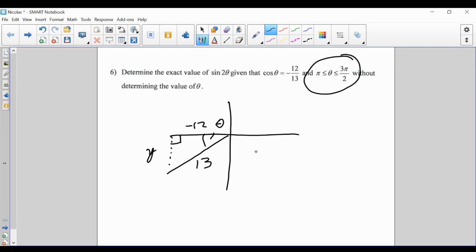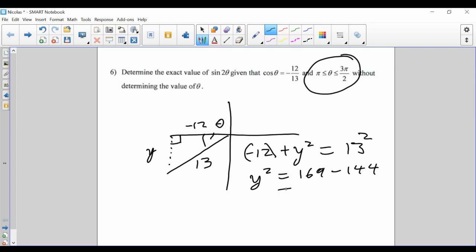So of course, it would mean that minus 12 squared plus y squared is equal to 13 squared. So therefore, y squared is equal to 169 minus 144, which I believe is 25. So it means that y is equal to 5. So this side over here is equal to 5.